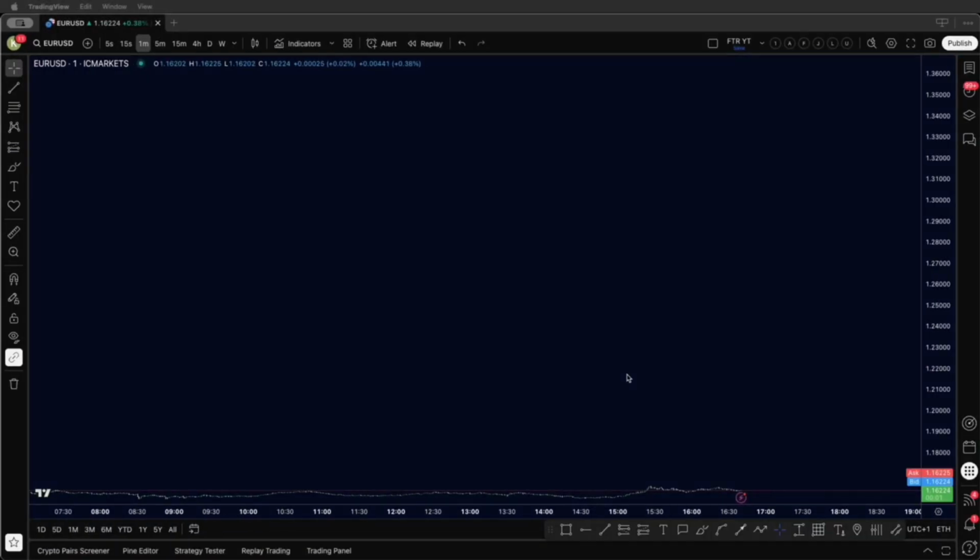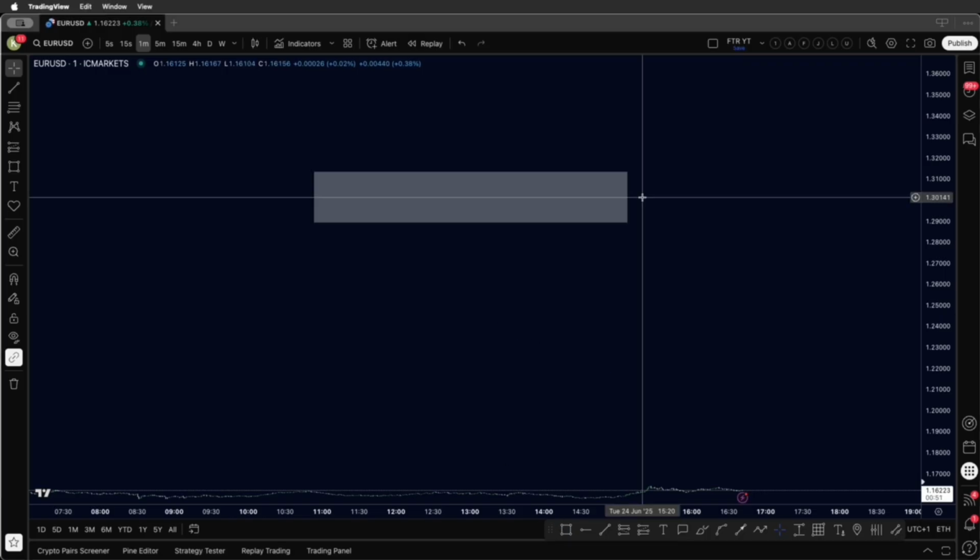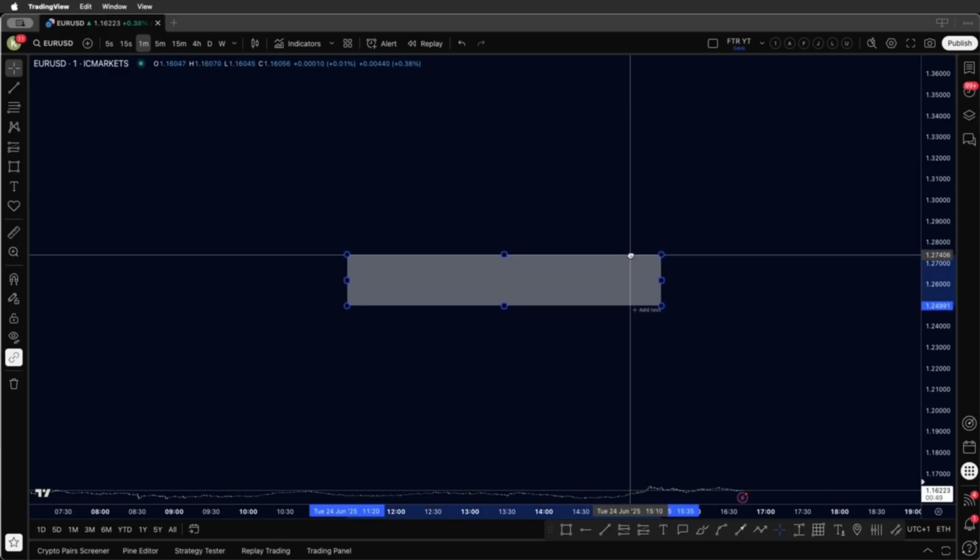First of all, let's just go through the rules of the strategy. And I'll try and keep it as simple as possible. Typically speaking, price will just move from zone to zone.